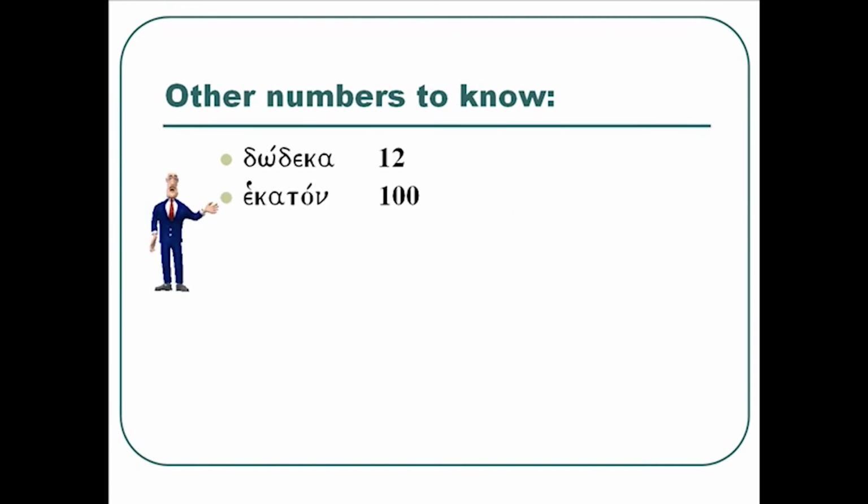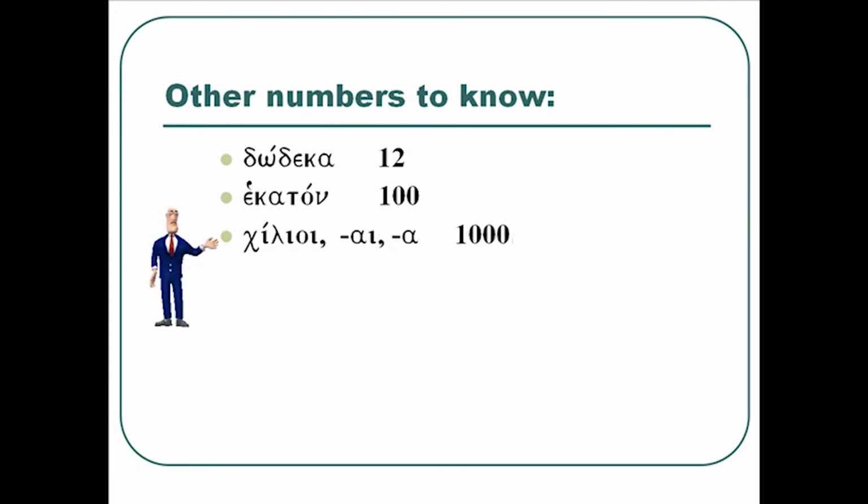Hecaton means 100. And chilioi means 1,000. And so we'll have the 1,000-year reign of Christ in Revelation, Christ feeding the 5,000, etc. So thousands are used quite frequently.